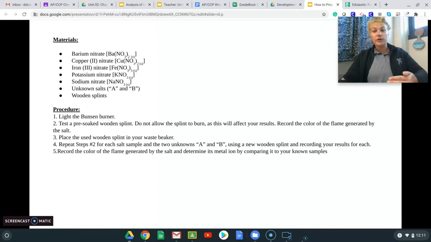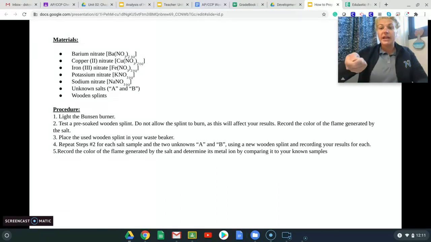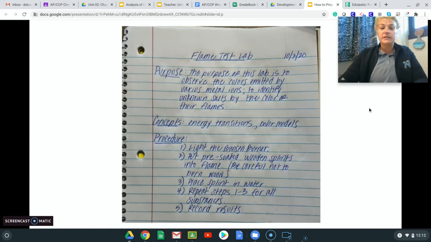So basically what we're gonna do is light a Bunsen burner. So fire, our fire source. We're gonna take a wooden splint, put it in the fire. That wooden splint has been soaking in the metal ions. So when I stick it into the fire, it's going to emit a different color. And then I'm gonna record that color, and I'm gonna repeat that same process for each salt. So with that being said, I wrote my procedure as follows.